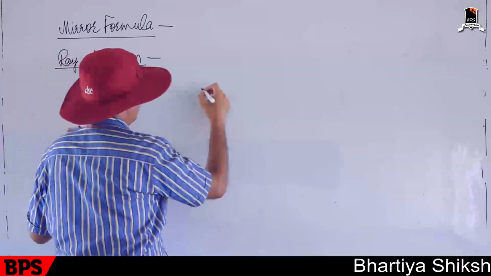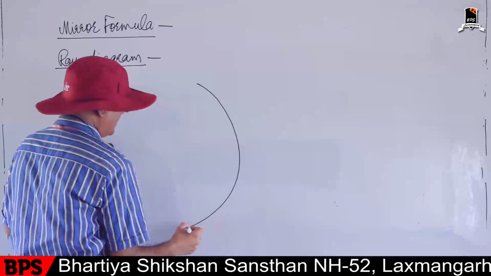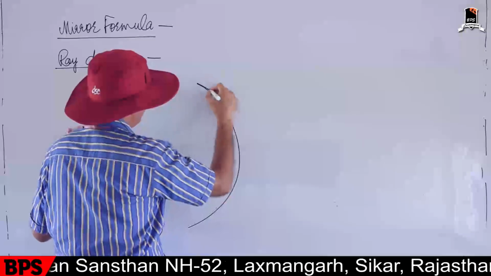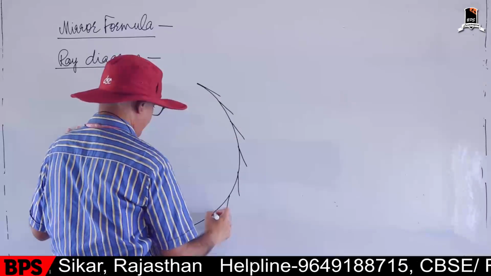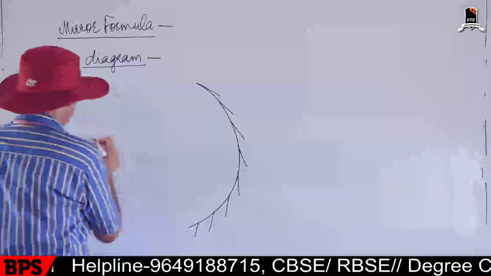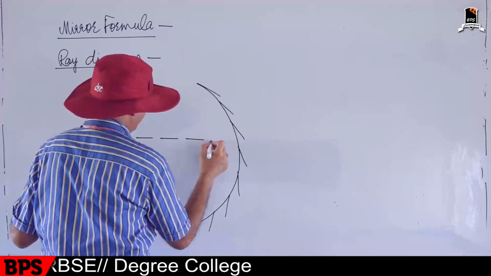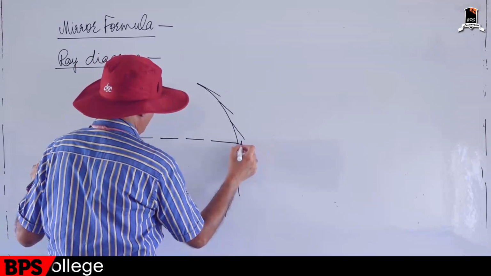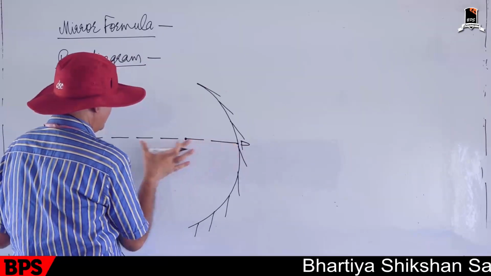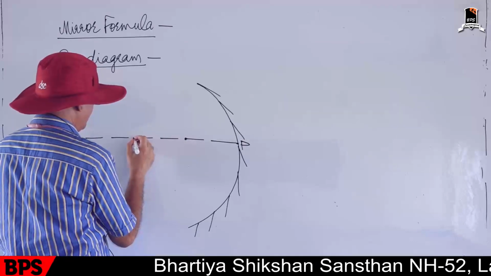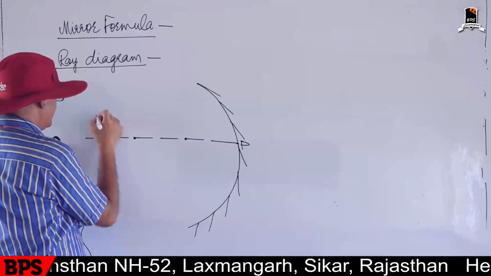First case is with the concave mirror. Say this is our concave mirror. This is the principal axis. Say this is the pole. This is focus. And this is center of curvature of this mirror. Object is beyond center of curvature.